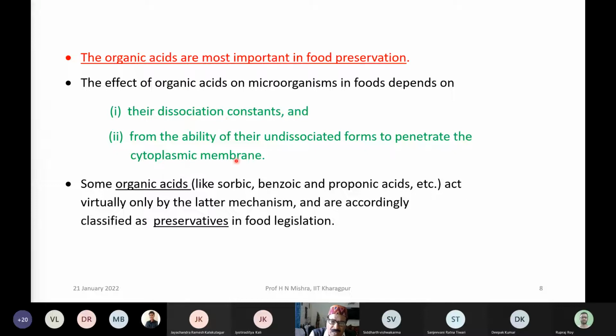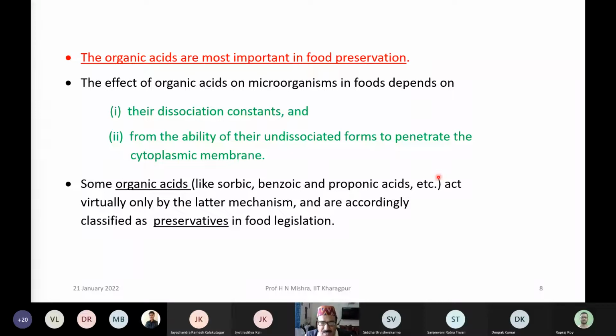Number two, how much the undissociated form of the organic acid, like benzoic acid, citric acid, sorbic acid, propionic acid, all these acids which are defined as preservatives. All right, so the main thing is that their undissociated form should be able to penetrate into the cytoplasmic membrane.